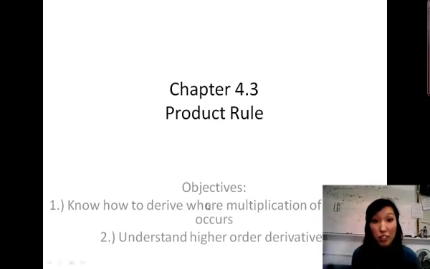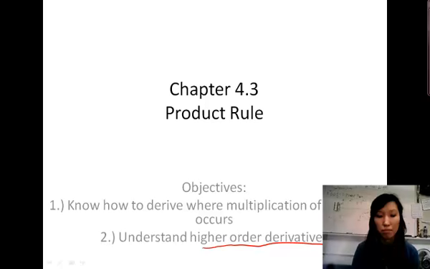Chapter 4.3 is going to introduce another rule on top of the other differentiation shortcuts that we have. So this will bring us up to 5 shortcuts. The product rule is what we're going to learn about in this, and basically what we need to do when we walk away from this video is be able to derive multiplication of functions. So if you ever see products or multiplication, you're going to think of the product rule. And then also understand what the heck a higher order derivative is.